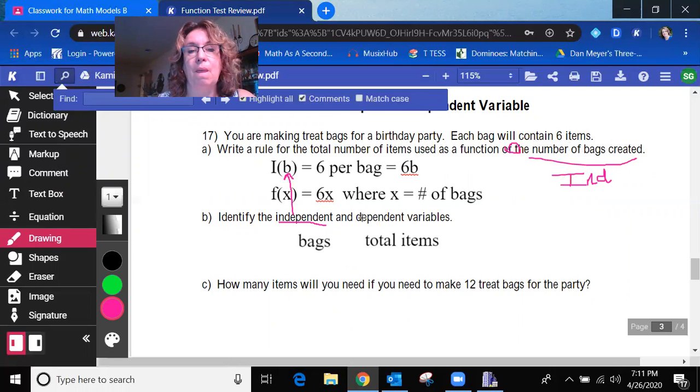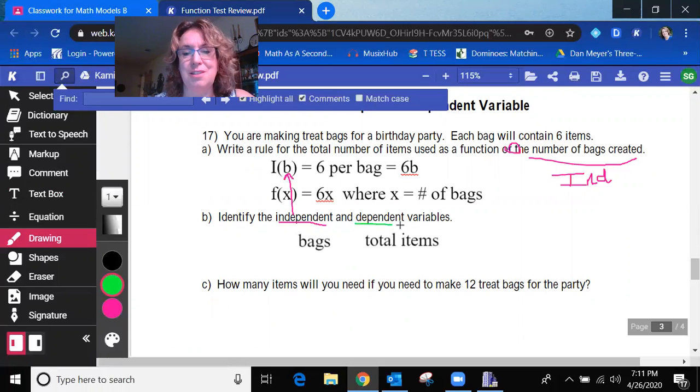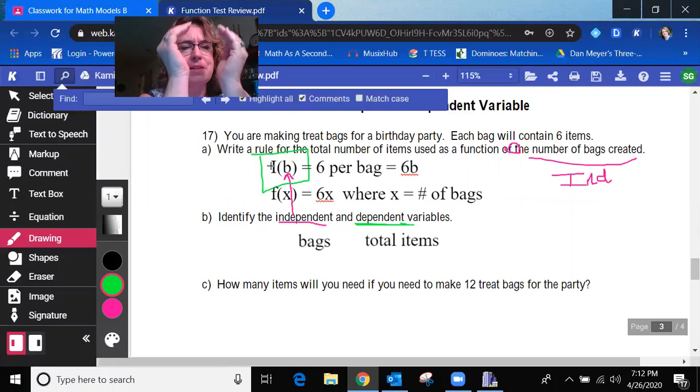And dependent is like, what do you get from that? It's the number of items. Dependent is what the whole thing is. Now, I know that is confusing because I've kind of circled both of them, right? The one in parentheses, independent, in parentheses, independent.